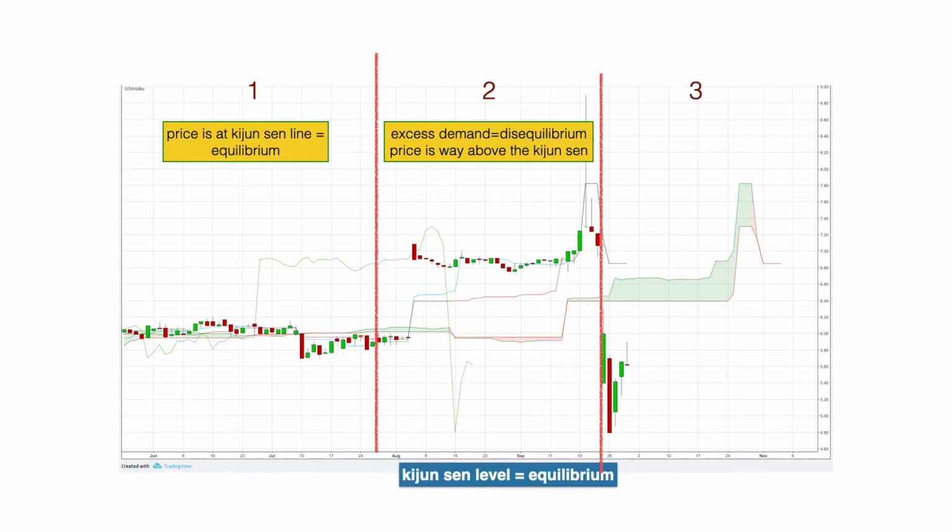In phase 3, the price drops drastically as demand drops and supply surges. The result is that price is way below the Kijun Sen line. This is still in a state of disequilibrium. What follows should be a consolidation phase. During a consolidation, price and Kijun Sen rejoin so that the demand and supply are in equilibrium.